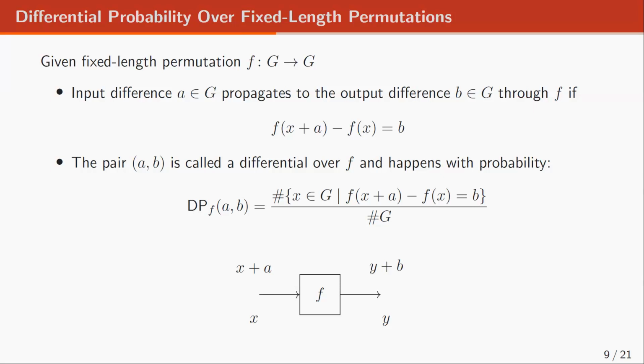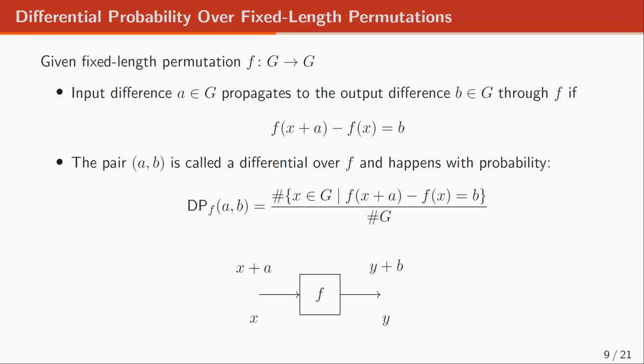So as I said at the start, we want to prove a bound in terms of differential probability. I will just give a reminder, but you've probably seen it by now. So we have a fixed length permutation f from G to G. We say that input difference A propagates to output difference B through F if this equation is satisfied. And we're interested in knowing how many of such pairs actually satisfy this equation when we fix both A and B. This is what we call the differential probability over F.